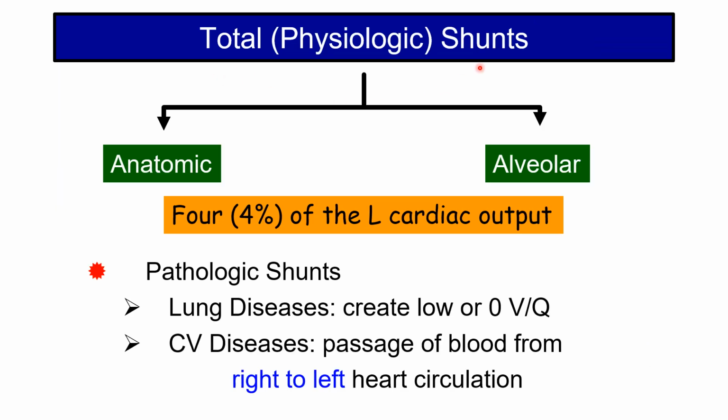The total shunt, otherwise known as your physiologic shunt, is a combination of your anatomic and alveolar shunt. It accounts for 4% of the left cardiac output. Pathological shunt may arise, and this may be due to lung diseases which create a low V/Q relationship or a V/Q relationship of 0. Likewise, cardiovascular diseases, wherein there's passage of blood from the right to the left heart circulation, will give rise to pathologic shunts.